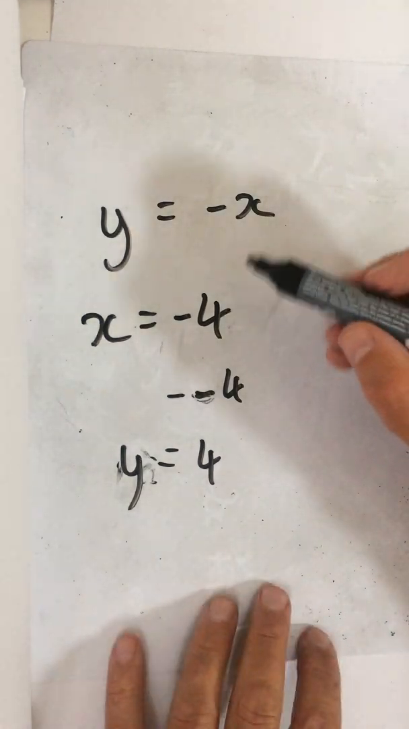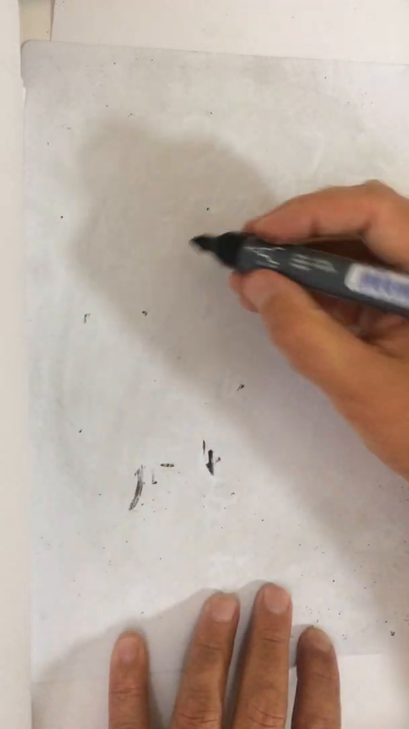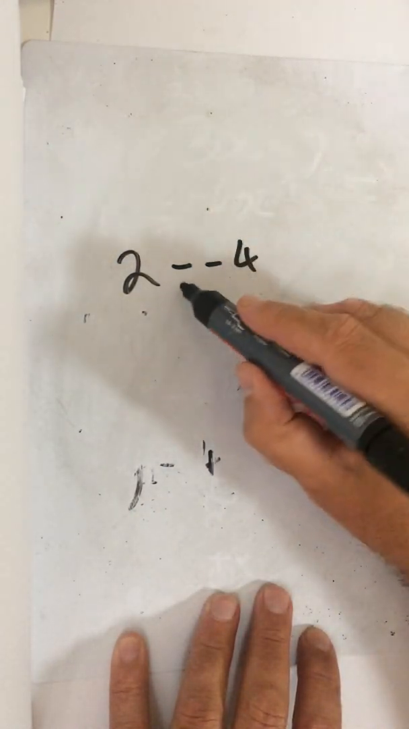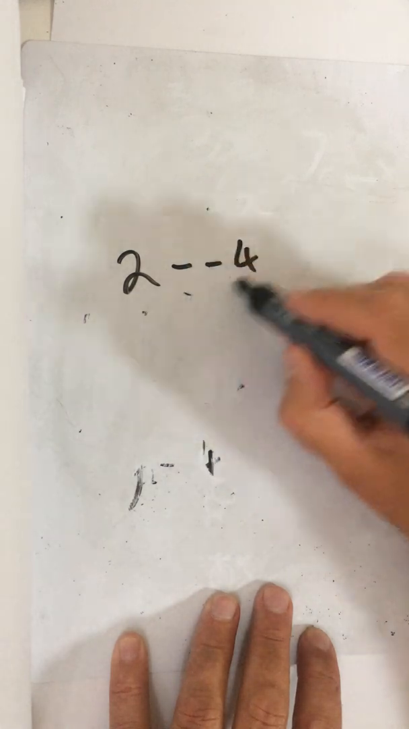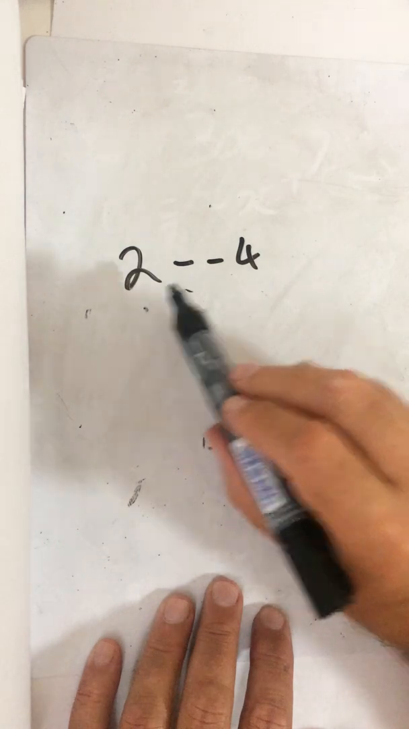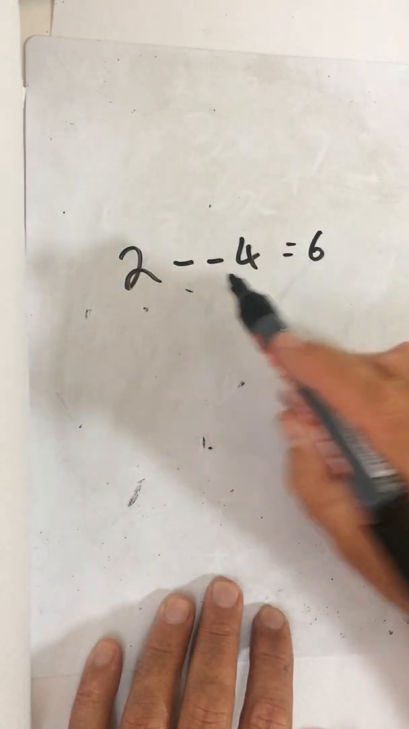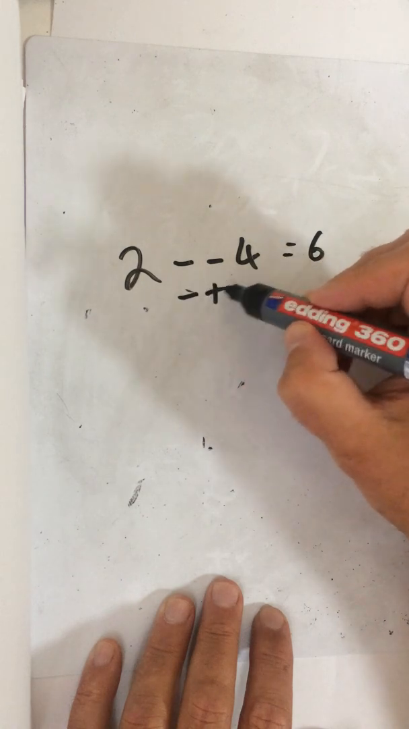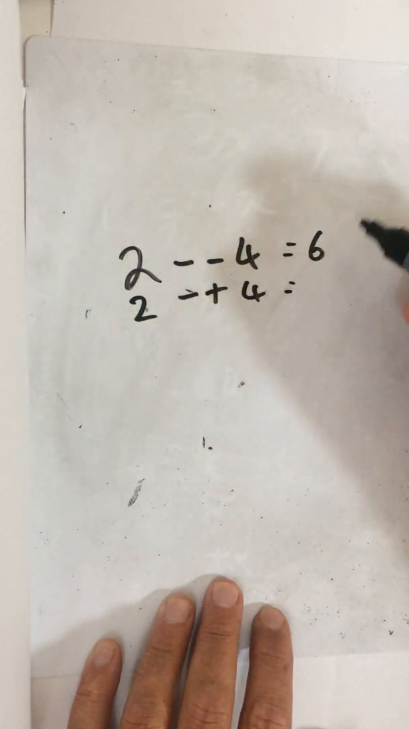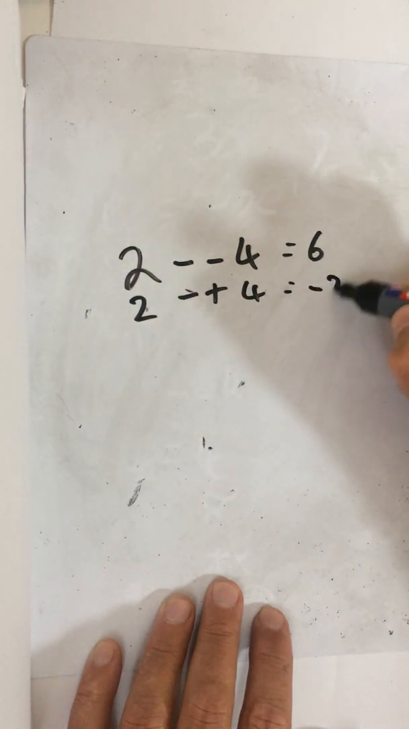Remember, if you've got two negatives next to each other, for example 2 minus minus 4, those minus and minus become a plus, don't they? Again, we'll do more of this as we go through. So that would answer that one: it would be 6, because minus and minus is plus. And if it was a negative and positive next to each other, remember it's a negative. So it would be 2 take away 4, which is minus 2.